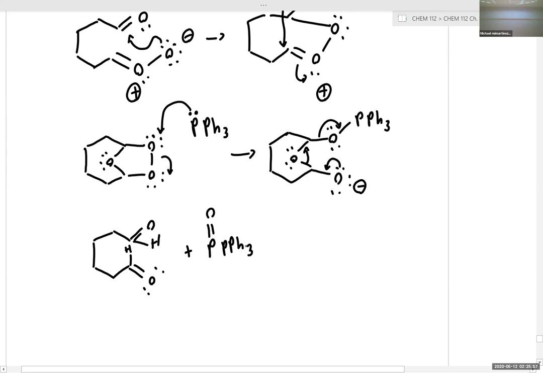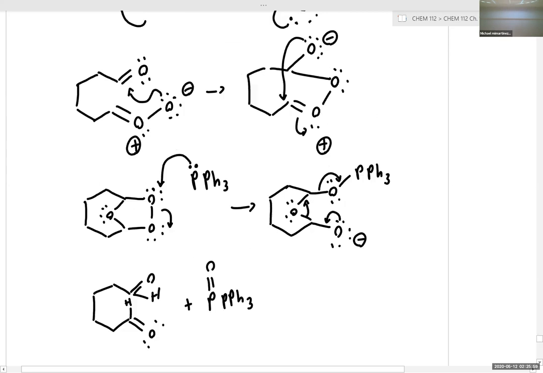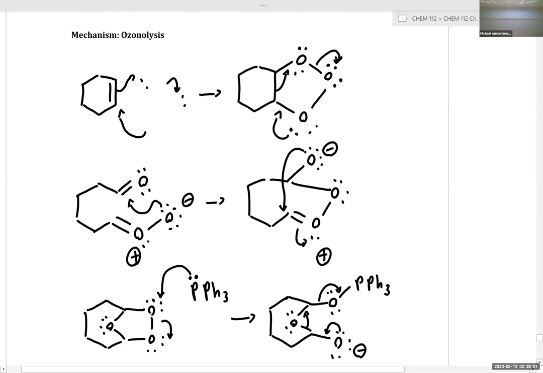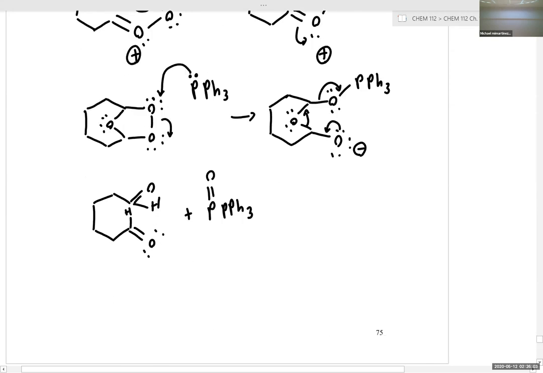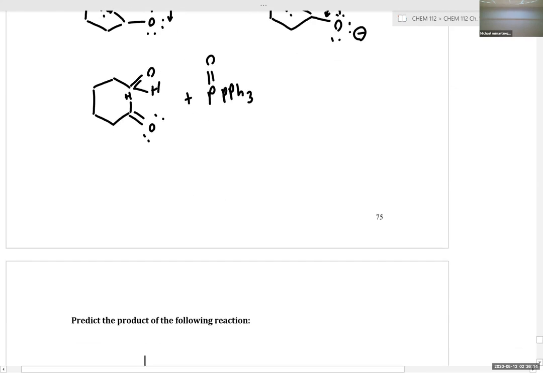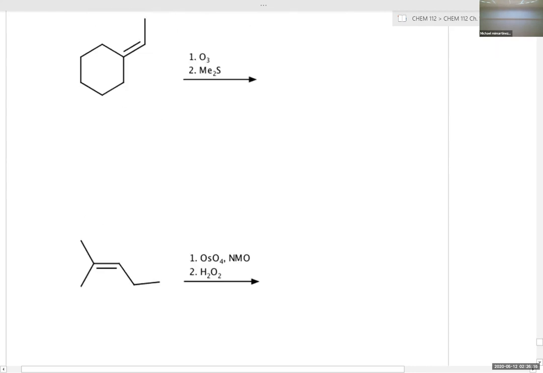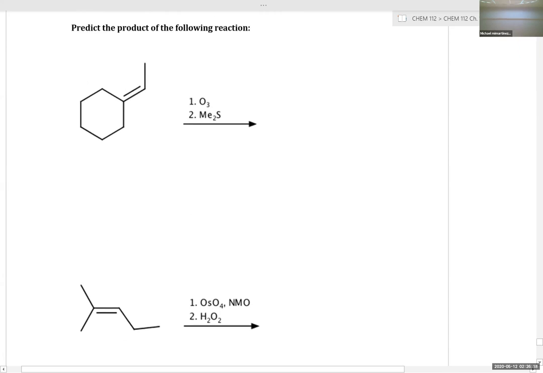So this is the complete mechanism for ozonolysis from the attack all the way to the reductive workup. What I need you to remember is the product distribution when you use a reductive and oxidative workup. And we'll take a look at that actually right now. So we're going to look at two different reactions on two different alkenes with either an oxidative or reductive workup.